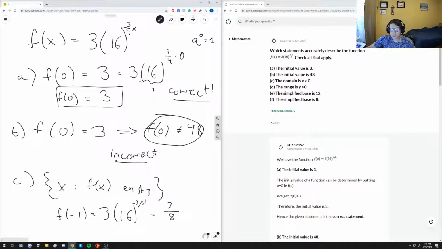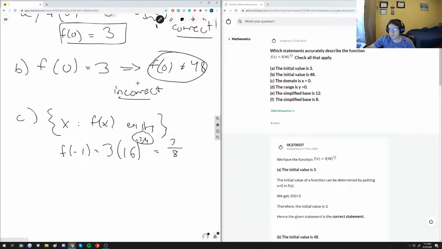So because the function is still defined, and you are allowed to take negative exponents, right? Negative exponents are a thing. They give you defined numbers. So for that reason, the statement is incorrect, because you can take basically any number, and you can raise 16 to that power, and you will still get a defined number, even 0, as we did in the first statement. So this one is incorrect.